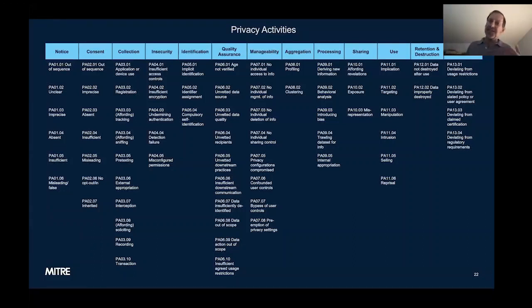In some cases, that can involve inserting a new element or sub-element or threat action or sub-action. In some cases, it can be relabeling a particular element or action. And in other cases, it can be a matter of redefining a contextual element or a privacy threat action.